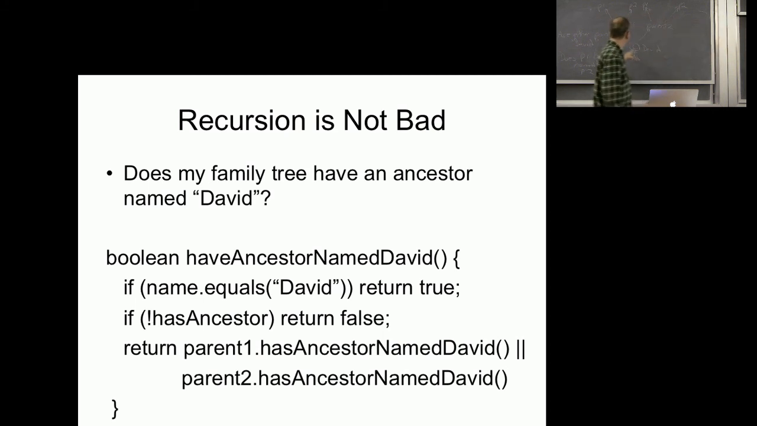So this one would ask, is this David? Or is either of these David? Or is either of those David? And it's hard to structure that in a loop, really, without other things.